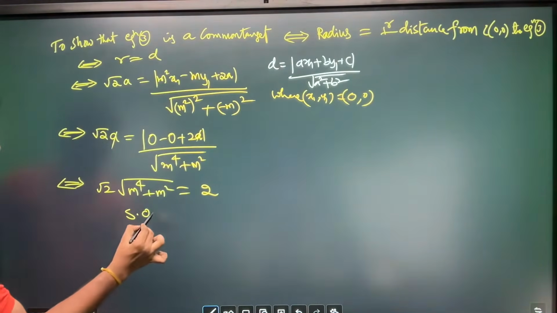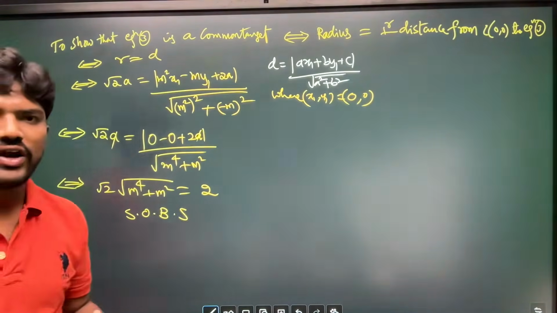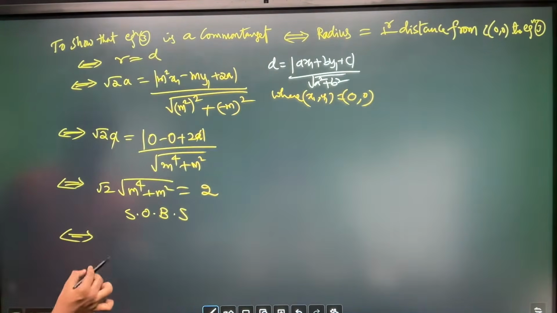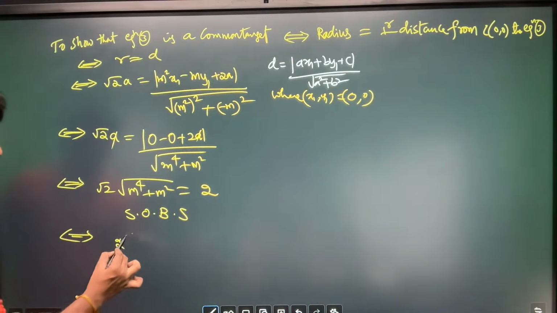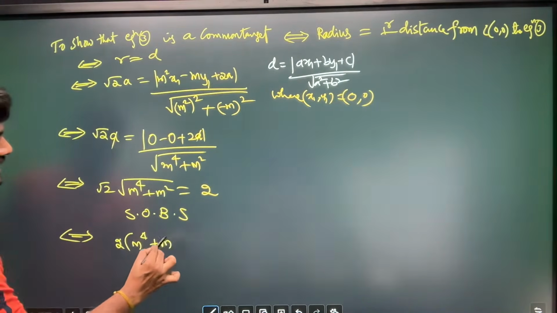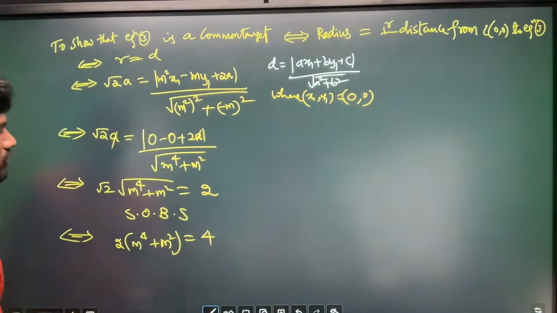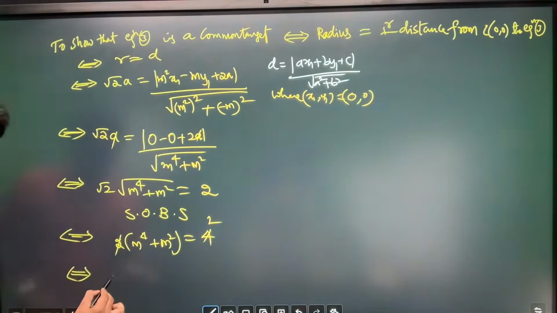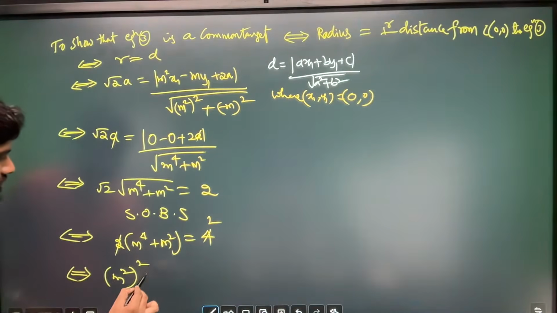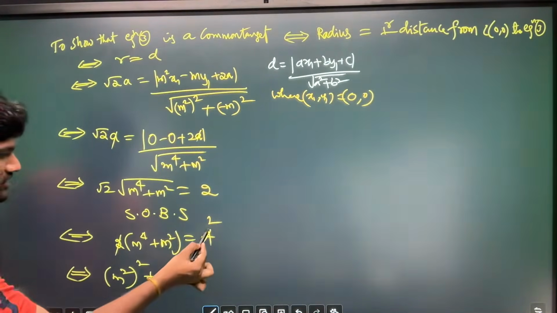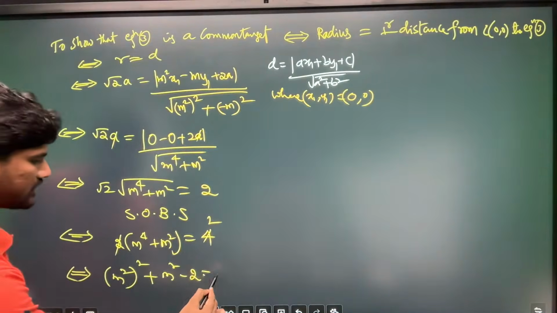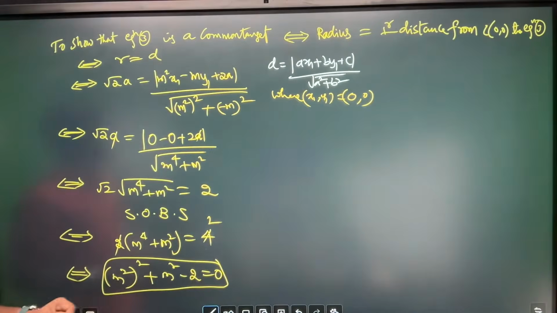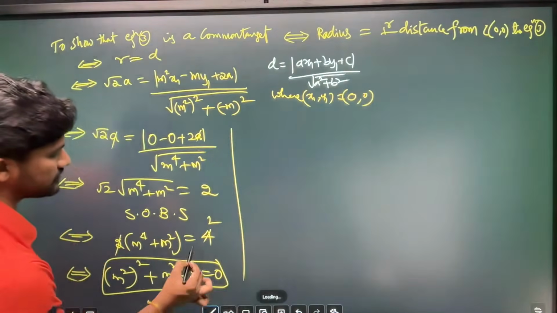Now squaring on both sides. What we have to find? We have to find the small m value to substitute in equation number 2. Okay, so therefore squaring on both sides, I said 2 into m power 4 plus m square is equal to 2 to the 4. So 2 ones are 2, 2 twos are 4. So if and only if, I am writing m power 4 as m square whole square, plus m square, this plus 2 take to LHS, this becomes minus 2 equal to 0. It is a quadratic equation in terms of m square.